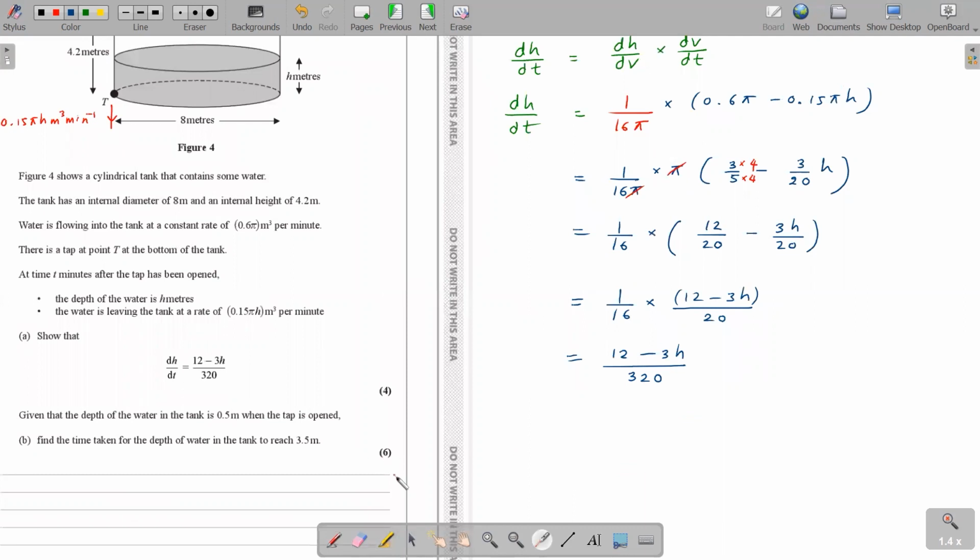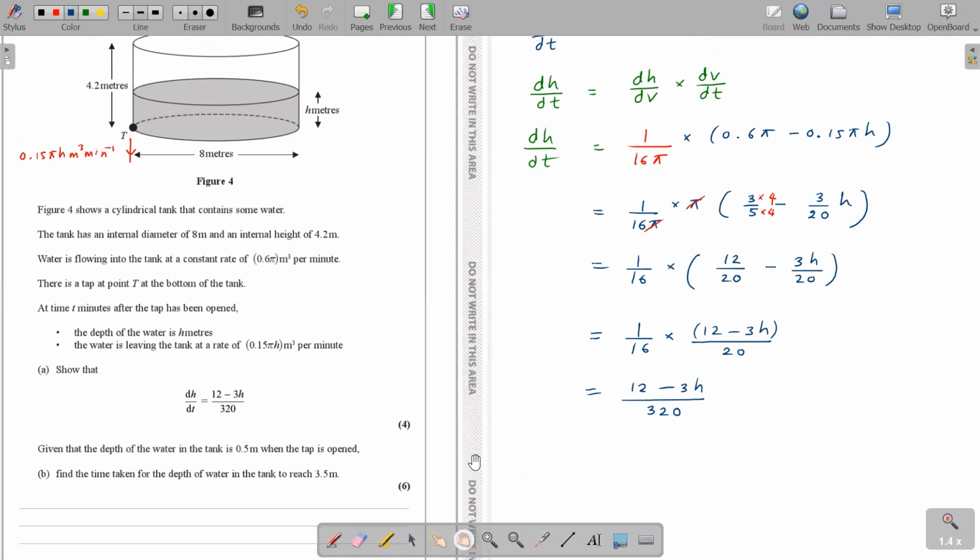6 marks, part B. Given that the depth of water in the tank is 0.5 meters when the tap is open, find the time taken for the depth of water in the tank to reach 3.5 meters. Okay, so they're asking you to find the time for the depth of water in the tank to reach 3.5. What do we need to do here first of all? Given that the depth of water in the tank is 0.5 meter when the tap is open.